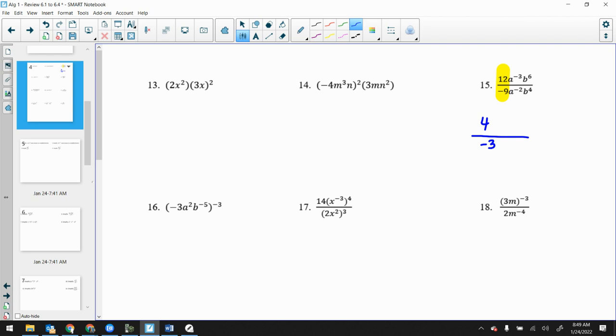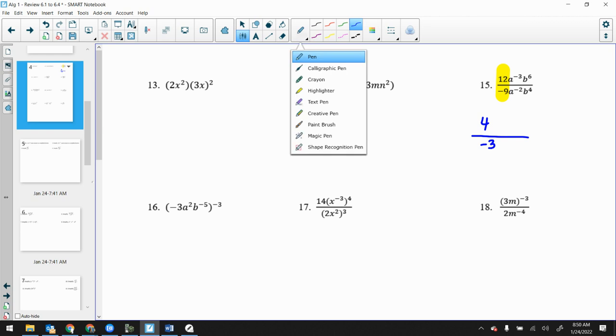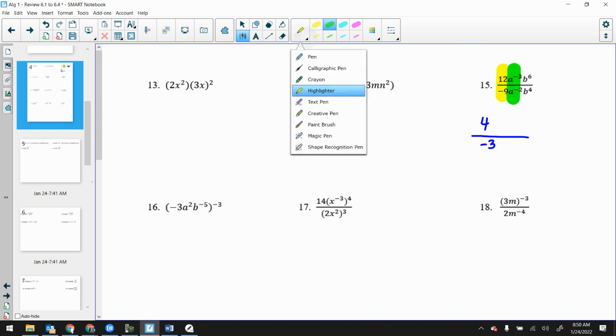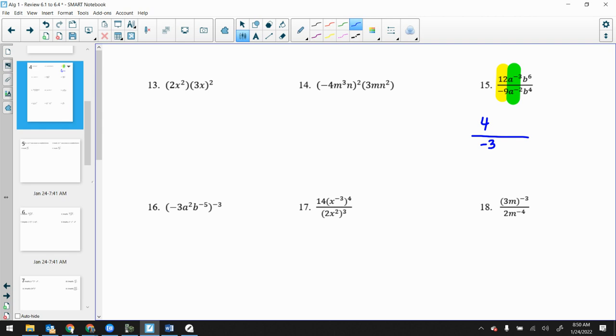Now I start subtracting. Okay, look here. I'm going to use some highlighters here. Let's use those. A to the negative third divided by a to the negative second. Now, what am I going to do with these exponents? Are you going to switch them? I'm not going to switch them just quite yet. What does division tell me to do with the exponents? Subtraction. That's what I'm going to do here.